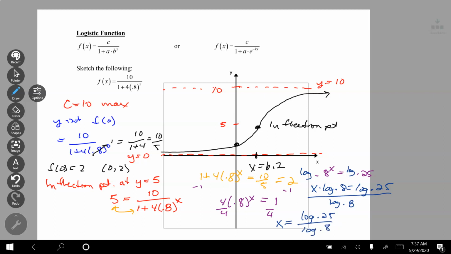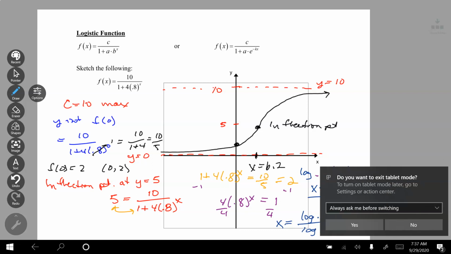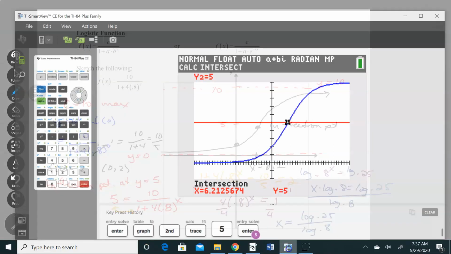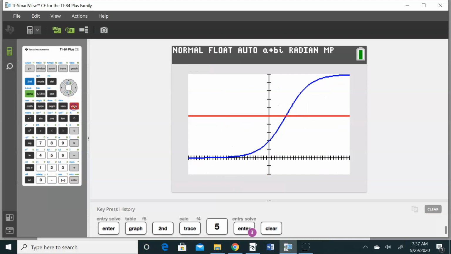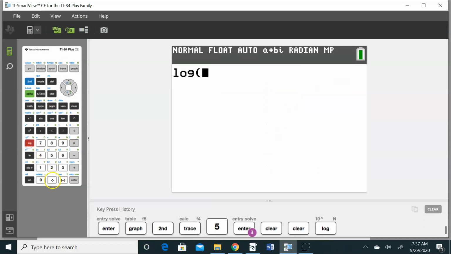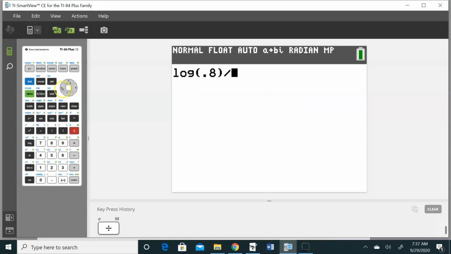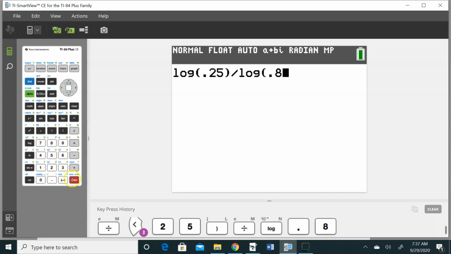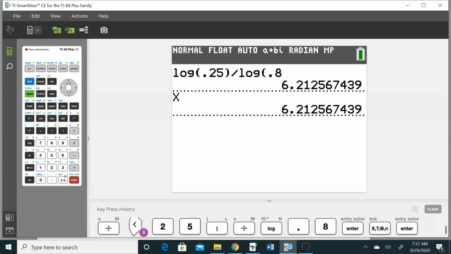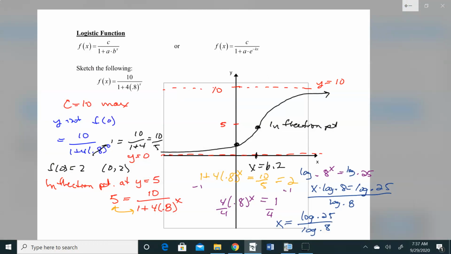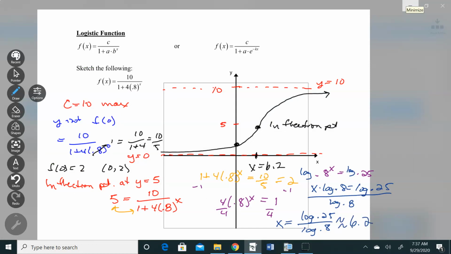I can put this into the calculator. Clear this out. Log of 0.25 divided by log of 0.8. And I get the same x value that I had before. This was the x value I had before. I can even show you when I just hit x. That's the same x value I had before. So I do get it equal to about 6.2.